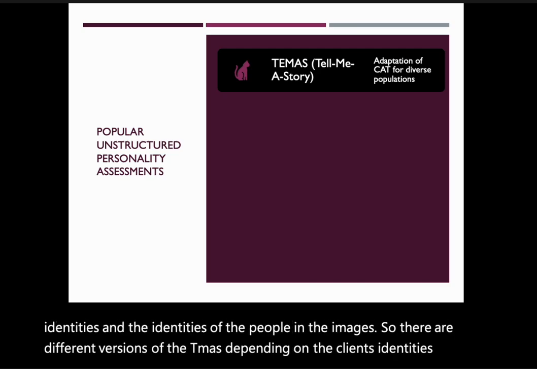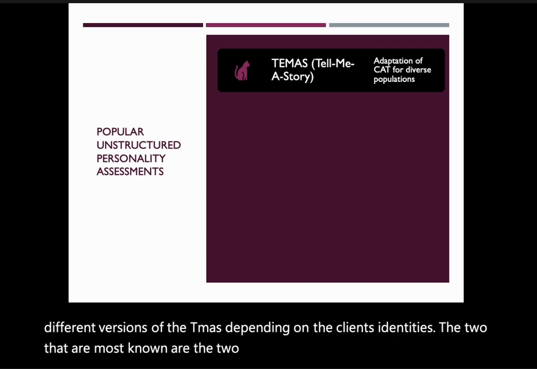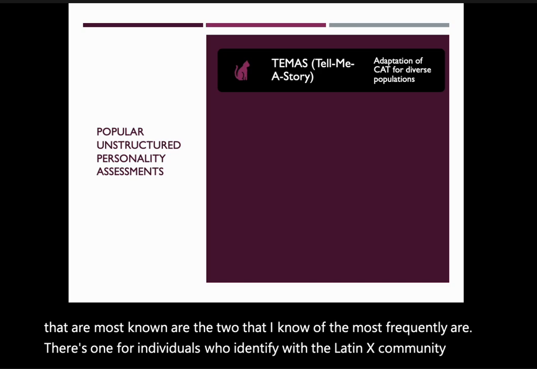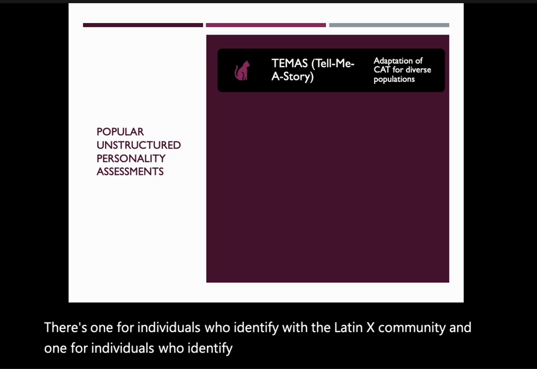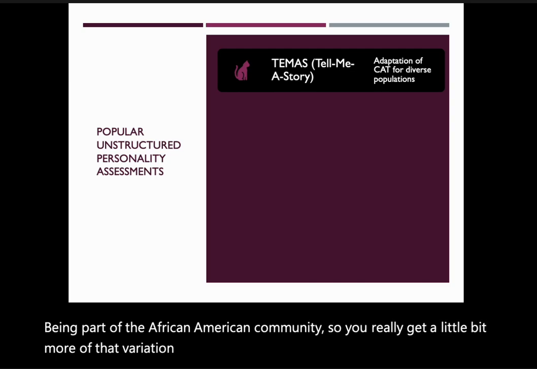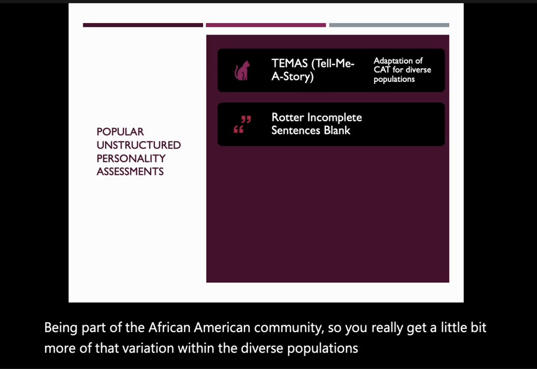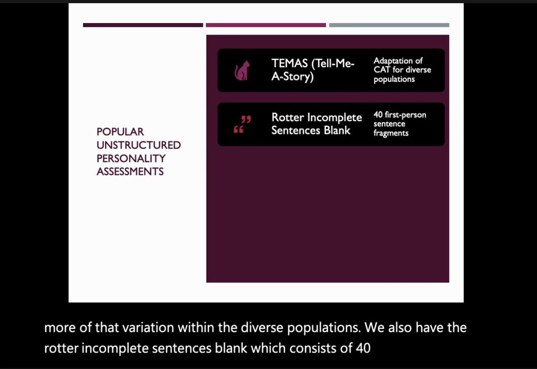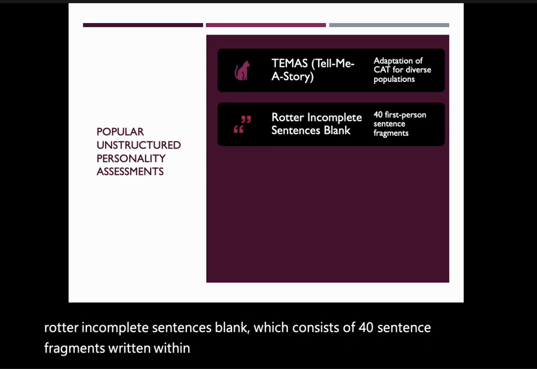The two that are most known, or the two that I know of the most frequently, there's one for individuals who identify with the Latinx community and one for individuals who identify as being part of the African American community. So you really get a little bit more of that variation within the diverse populations. We also have the Rotter Incomplete Sentences Blank, which consists of 40 sentence fragments written in the first person.